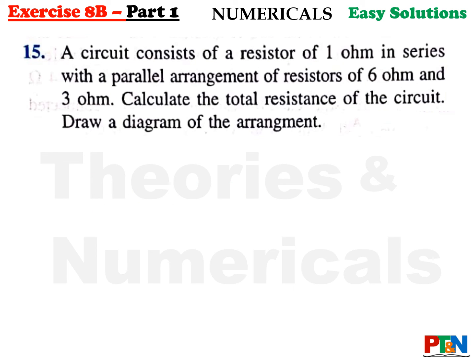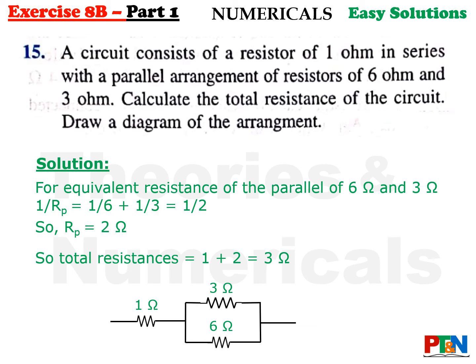Next one. A circuit consists of a resistor 1 ohm in series with a parallel arrangement of resistors of 6 ohm and 3 ohm. Calculate the total resistance of the circuit and draw the circuit diagram. Easy one. So it is 1 ohm plus parallel combination of 3 ohm and 6 ohm. This parallel combination of 3 ohm and 6 ohm will give you 2 ohm. That easy calculation, right? And that 2 ohm in series with another 1 ohm will give you total 3 ohm resistance. So total resistance will be 3 ohm and the circuit diagram will be as shown here.